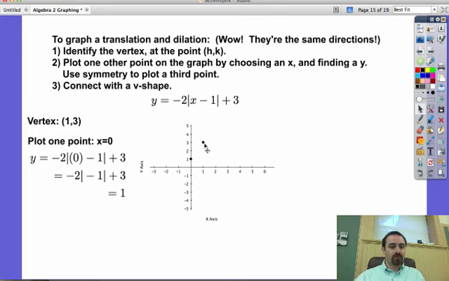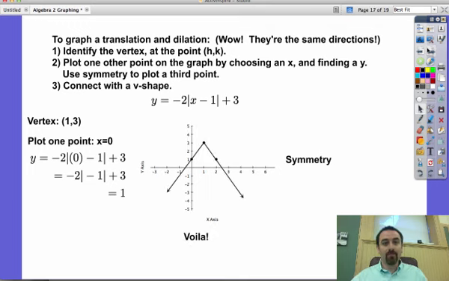The next thing I'm going to do after that is plot another point using symmetry. Here's my vertex up here. I went over 1, down 2. Now I'm going to go over 1 in the other direction, down 2, to plot my other point from symmetry. There it is. Now I have 3 points, and I'm ready to graph. Voila. Okay? And that's it.